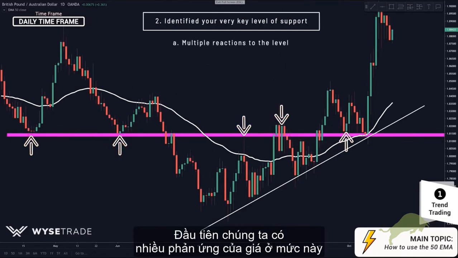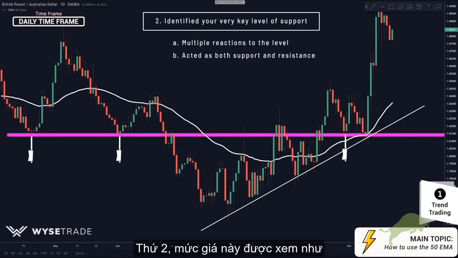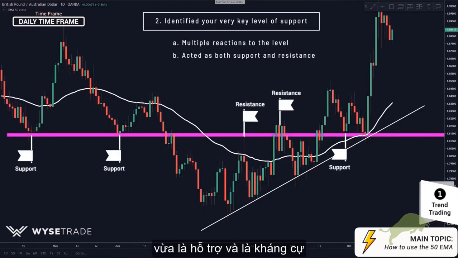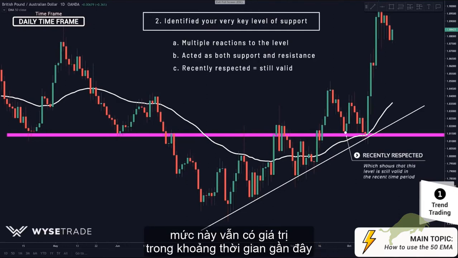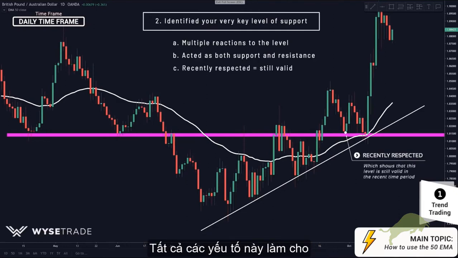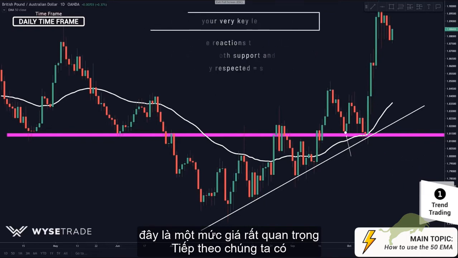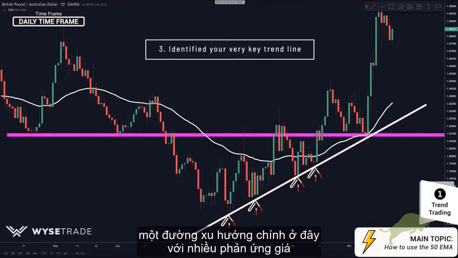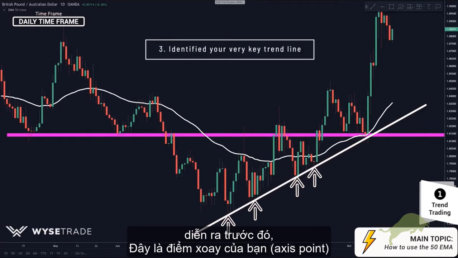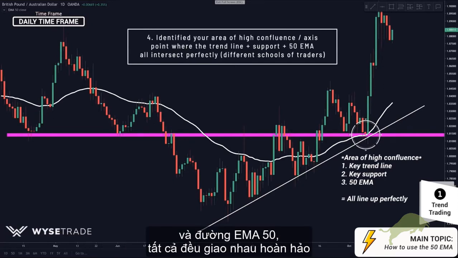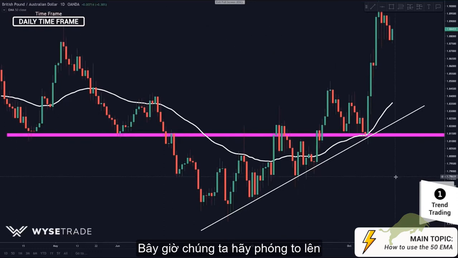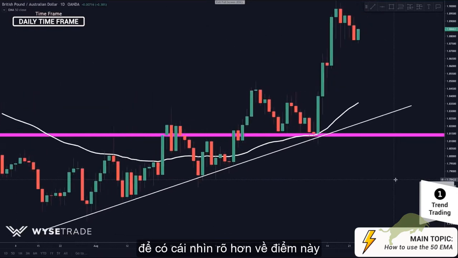First, you had multiple reactions to the level. Second, this level acted as both support and resistance. And third, it was recently respected here, meaning that this point is still valid in a recent time period. All these factors make this a very key level. Next, you had this very key trend line with multiple reactions to it in the past. Here was your access point and area of high confluence, as you had your key trend line, your key support level, and the 50 EMA all intersecting perfectly. Now let's zoom in a bit to get a better look at the area of focus.